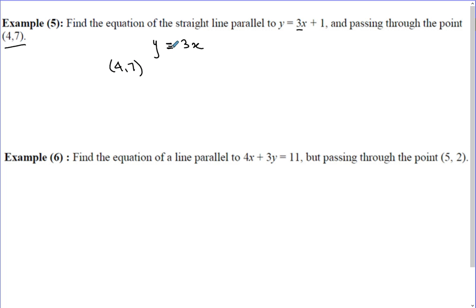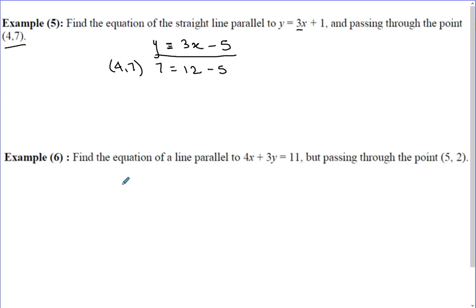so it has to satisfy the equation. Yeah? So instead of y, we put 7, and then 3 times your x coordinates, so 3 times 4 is 12, and then what you do to 12 to get 7, you minus 5. So your equation is y equals 3x minus 5. Yeah, that was good, wasn't it? Okay.